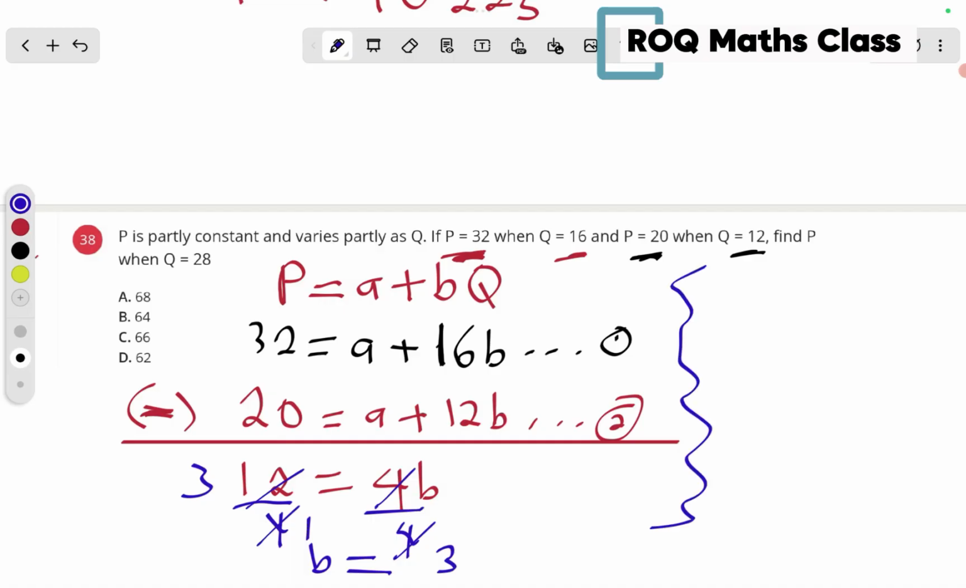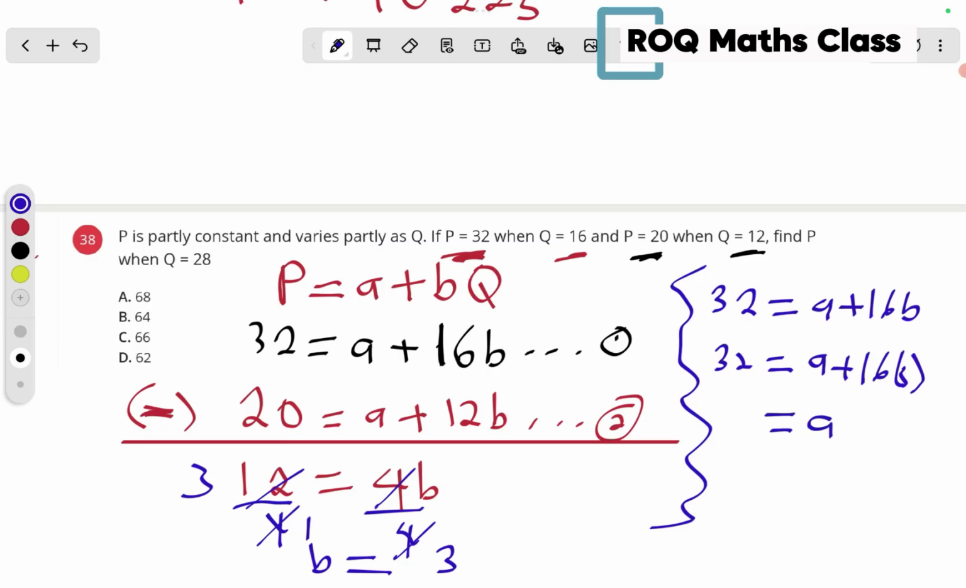Since we have the value of our B as 3, now let me substitute the value of B into equation 1. Our equation 1 is 32 equals A plus 16B. Now we are going to have 32 equals A plus 16 times 3. And 16 times 3 is same thing as 48. So we have A plus 48.